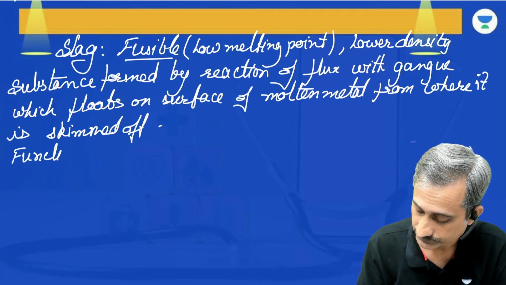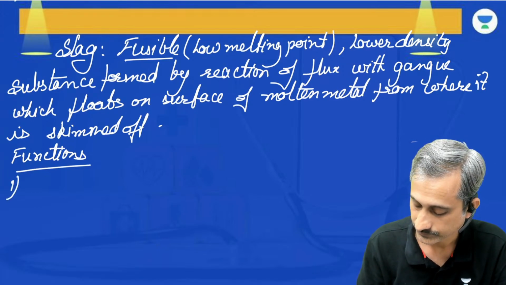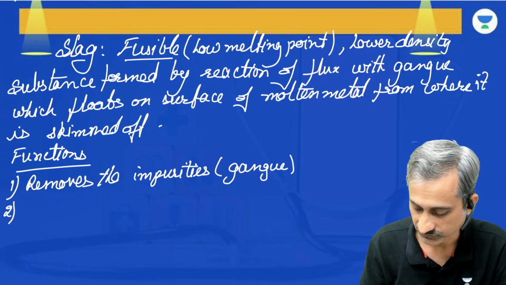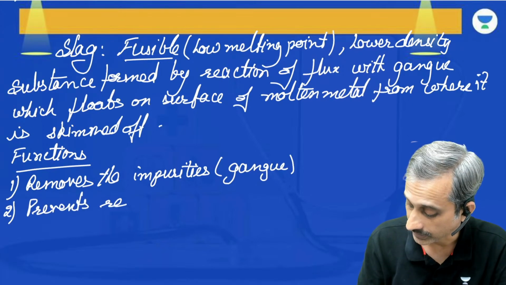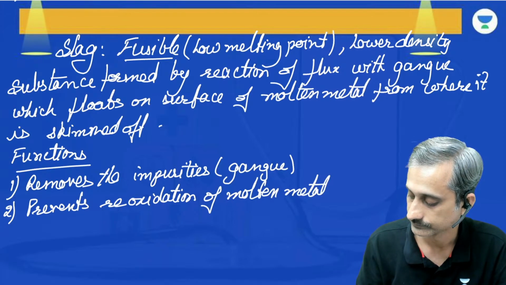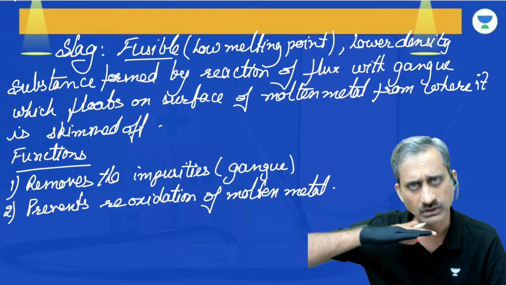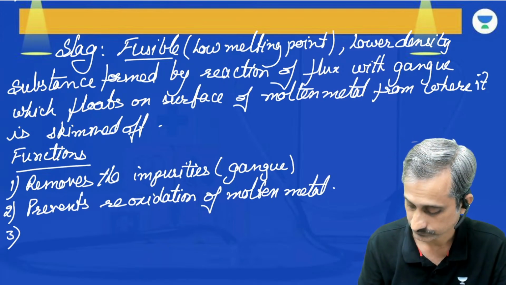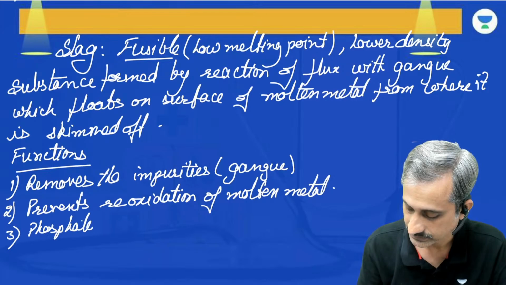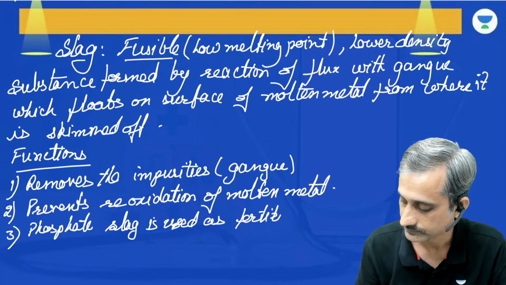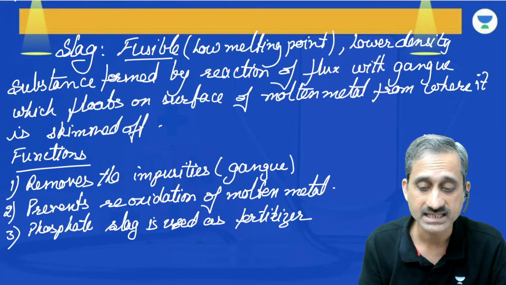Now, slag also has functions. First, it removes the impurities, that is gangue. Second, a very important function: it prevents reoxidation of the molten metal. It covers the surface of the molten metal, so oxygen and other gases are not able to react with the metal. Third, phosphate slag is used as fertilizer.